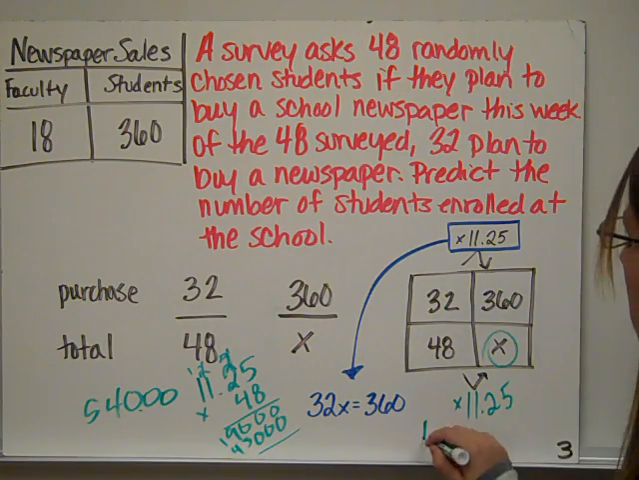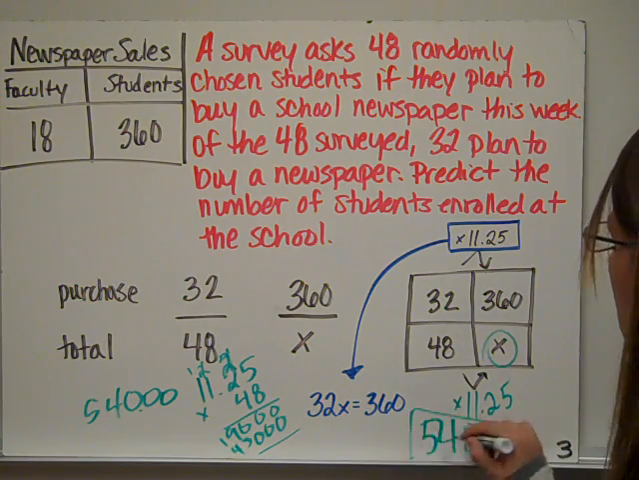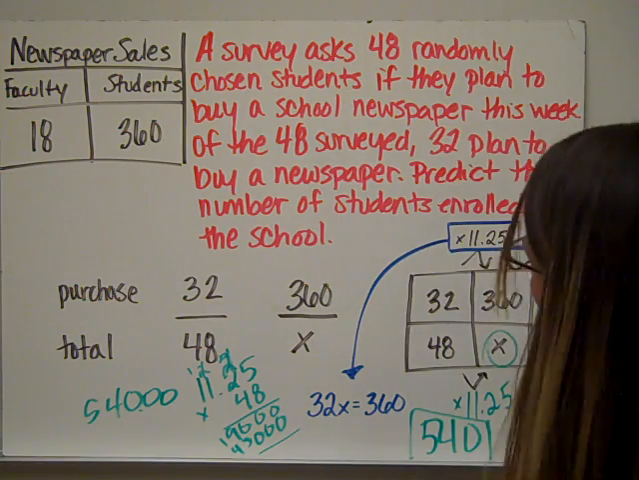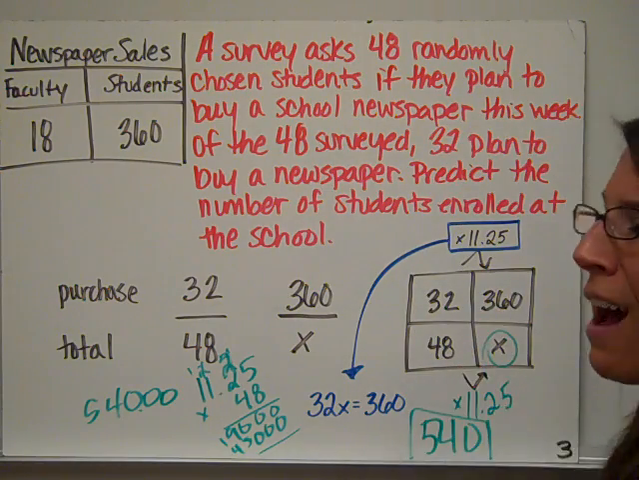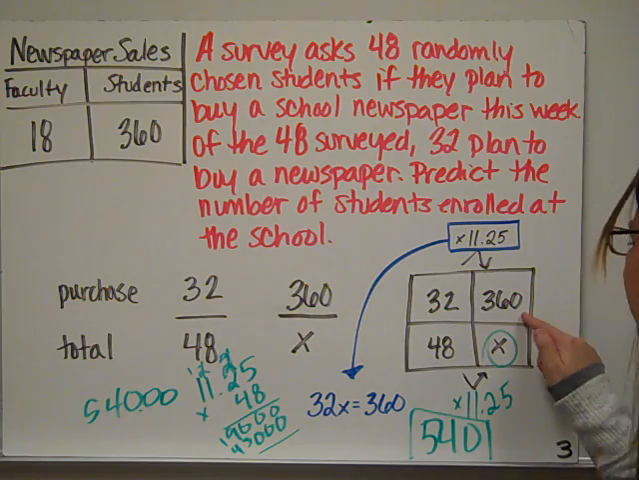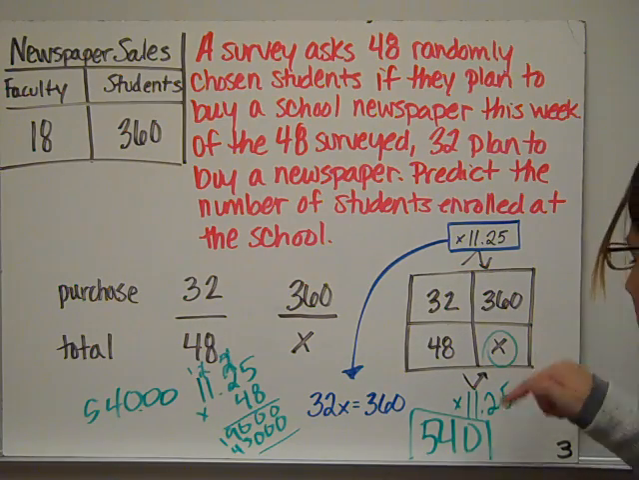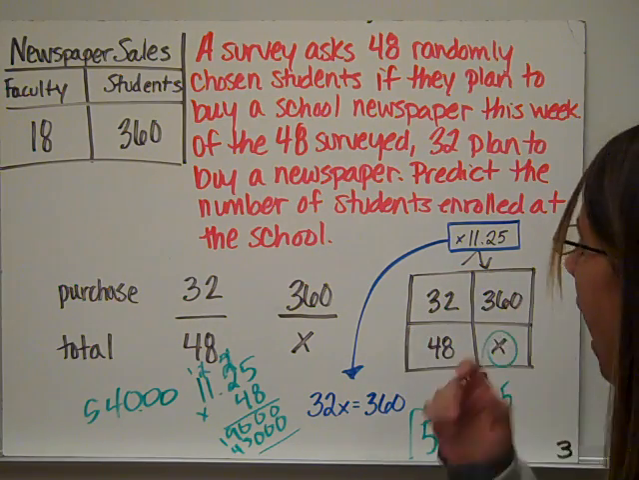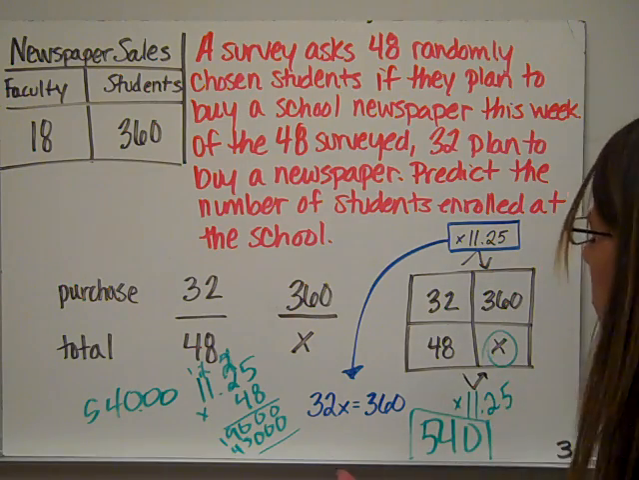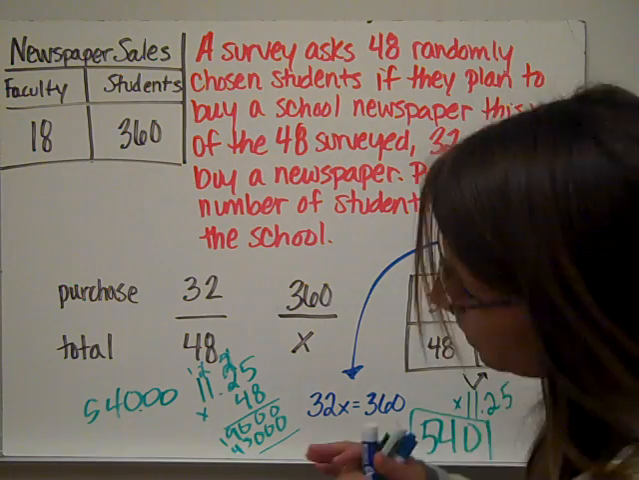540 students attend the school. See, 32 is more than half of 48. 360 is more than half of 540. I feel like that's probably a pretty reasonable answer here.